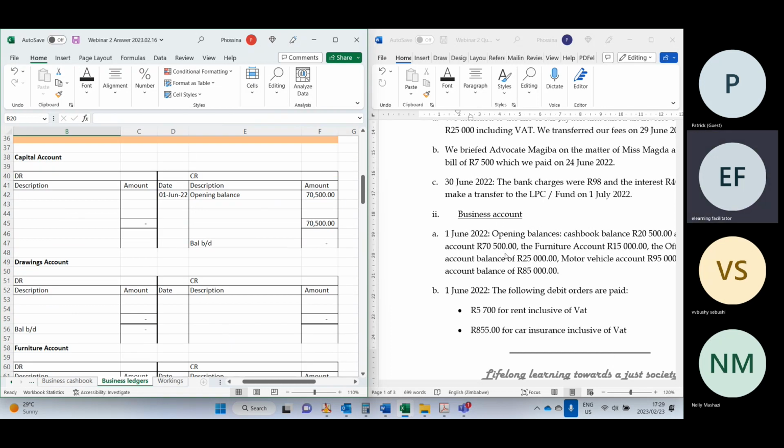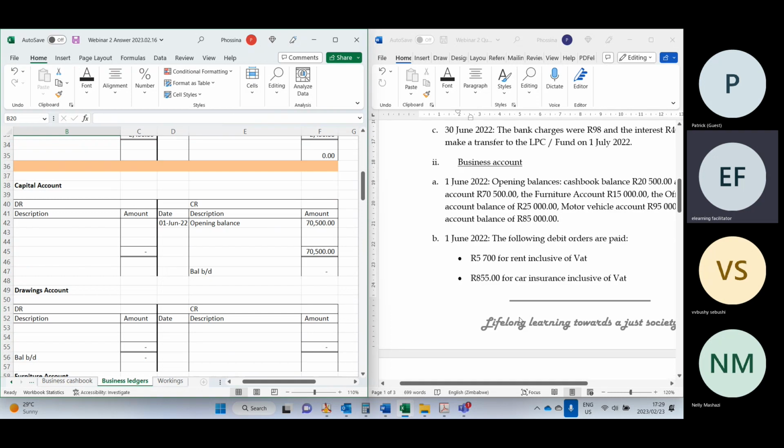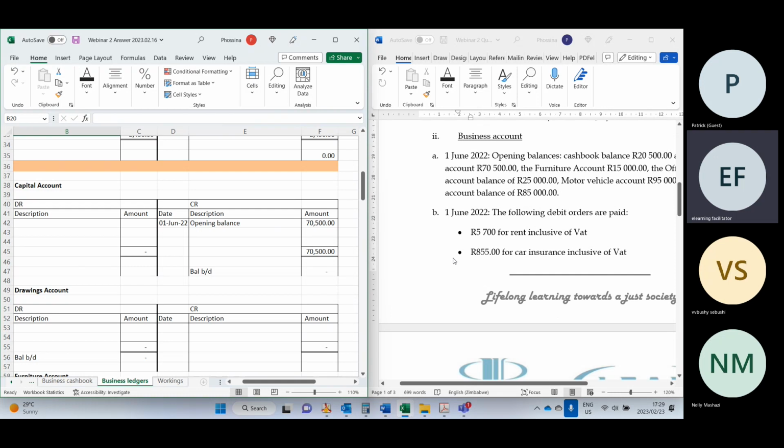Okay, so for the transactions on 1 June, we've recorded all these opening balances. That's how we record the opening balances. And then we are told that the following debit orders were paid. For rent, it was 5,700 inclusive of VAT. If ever we pay by debit order, most probably our landlord would have taken the money. If we are not given an invoice, then there's no need for us to double account.